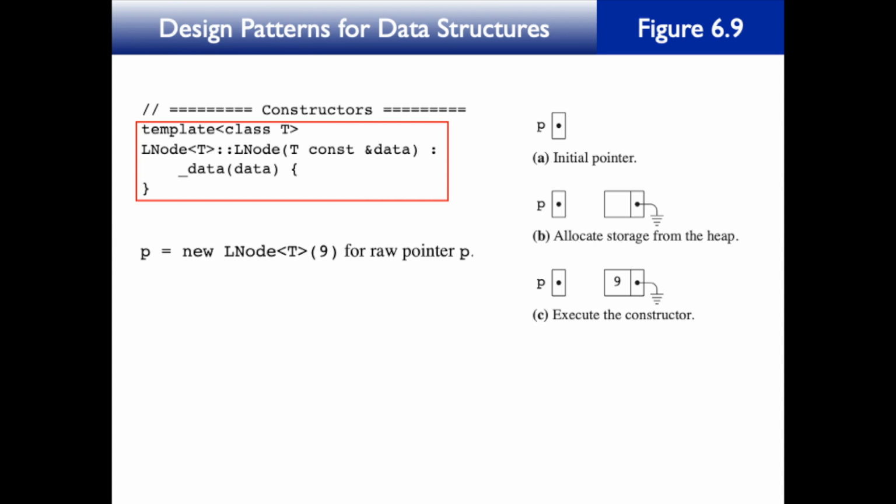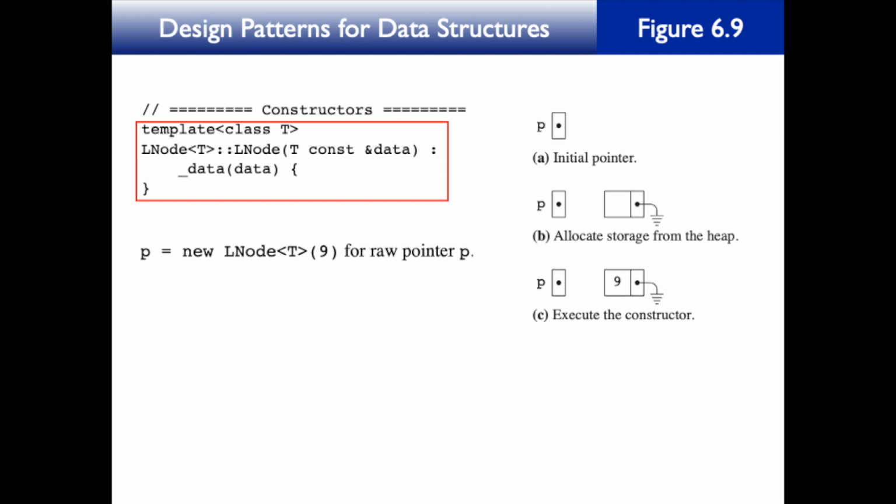And then in the next part of the figure, it executes the constructor. But what did we say the constructor did? The constructor is equivalent to underscore data gets data. And we are passing 9 as the actual parameter to the constructor, which corresponds to the formal parameter data. And then underscore data gets data, and underscore data is the attribute of the node, the first part of that node. And so that's why the 9 appears there.